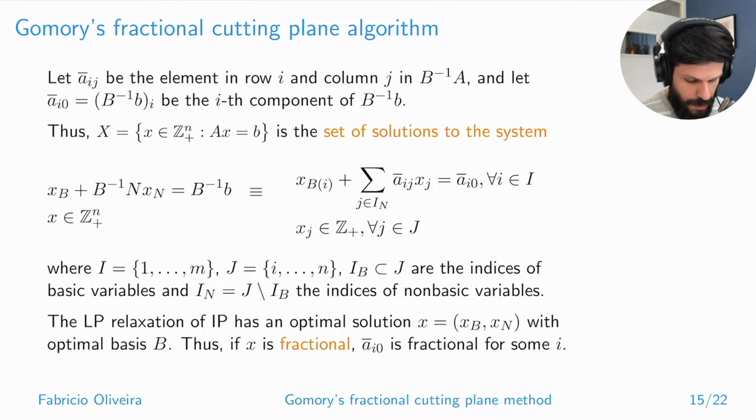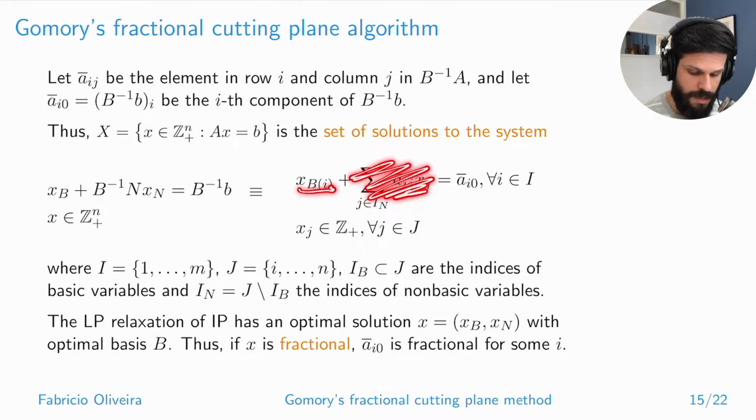So the LP relaxation will have this optimal solution like so, but it might be that it's not integer. And if that is the case, it will be because this term is not integer. Because remember, these are all 0 because they are non-basic. That's why you write basic variables as a function of non-basic variables. And with this disappearing, you have that x_Bi is equal to this. Remember that this is just B inverse b at the row i.